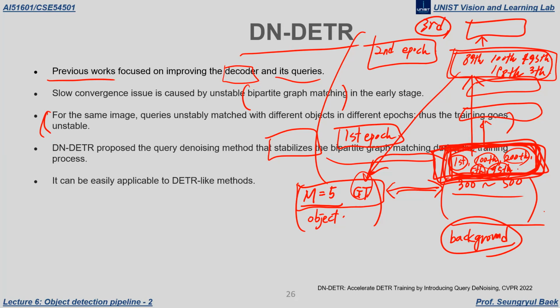So it is slightly different from previous algorithms. In previous algorithms, they wanted to improve object queries by giving them some spatial meaning. Okay. But here, they are pointing out another problem in the training of the DTR, which happens during the bipartite matching. Okay, the matched object queries are not stable in the early stage of the training. Okay, it can hinder the fast convergence.